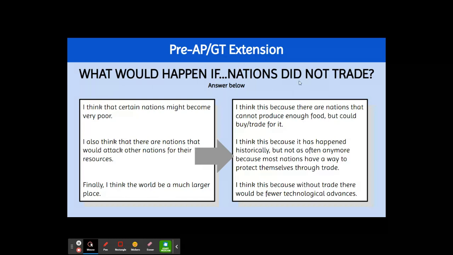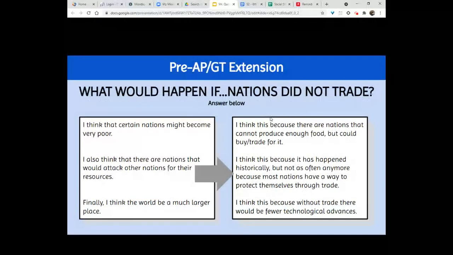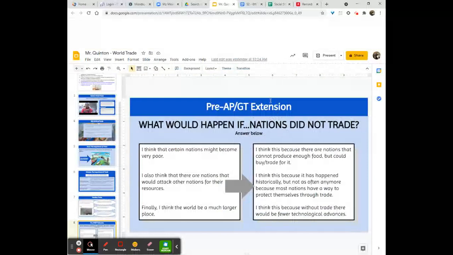So again, you're going to look at this and ask yourself, what would happen if nations did not trade? Think about three different things that would happen, and you can see here that each is a complete and complex sentence, and then you're going to answer why, again with complete and complex sentences. So each section has three complete and complex sentences in it, for a total of six. And folks, that is it. This is the work that you need to have gotten done for Monday. If you have any questions, please let me know.